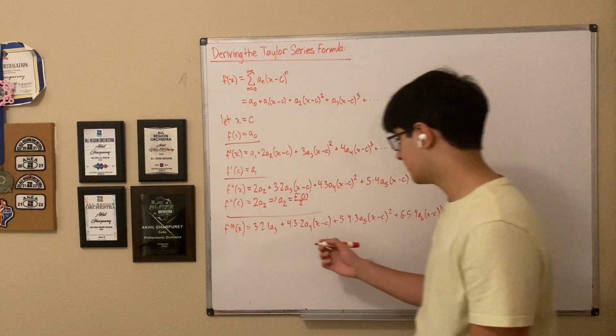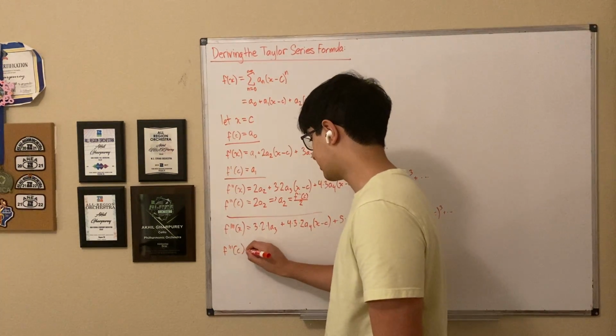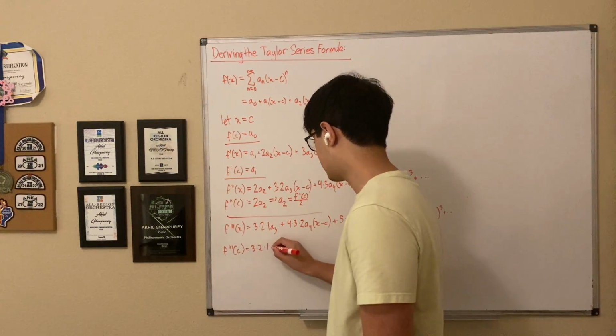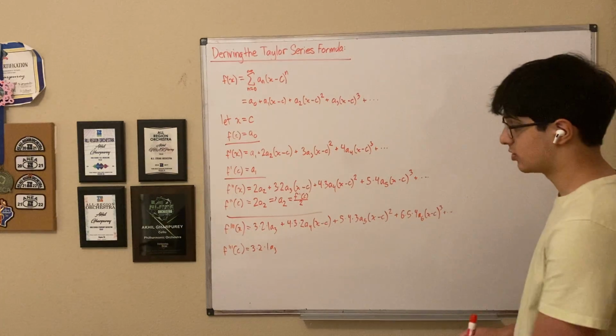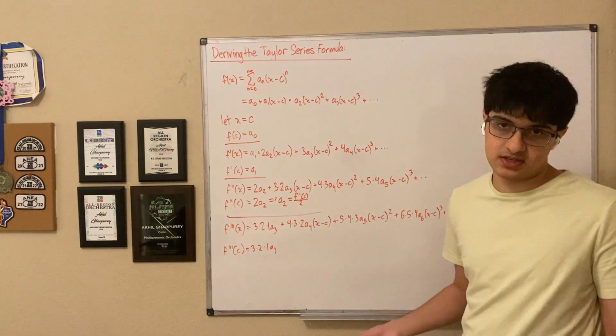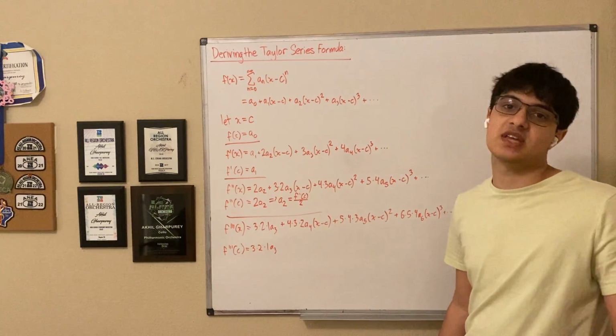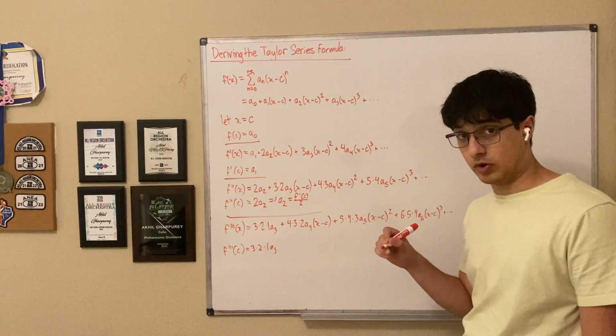So, repeat the process. Let's let x equal c. So we're going to get f triple prime of c, which is 3 times 2 times 1, a sub 3. But what is 3 times 2 times 1? Yes, it is 6, but how can we notate that in a different way? Well, there's a thing called a factorial, and we're going to use that.